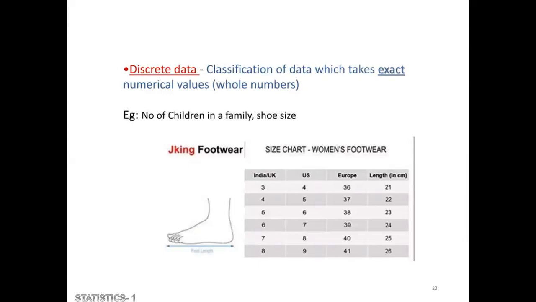The next one is discrete data. Classification of data which takes exact numerical values or whole values is called discrete data. For example, the number of children in a family has to be a whole number. Either it can be 2 or 3. You cannot have decimal numbers. When you take whole numbers or integers into consideration, we call it discrete data. Another example is the size of the footwear that you purchase from a shop. The size has to be very exact, so it should be a whole number.